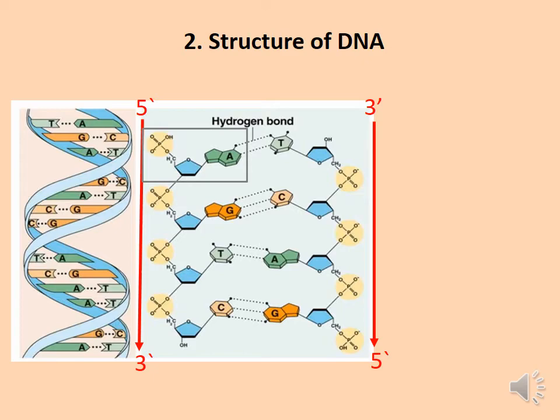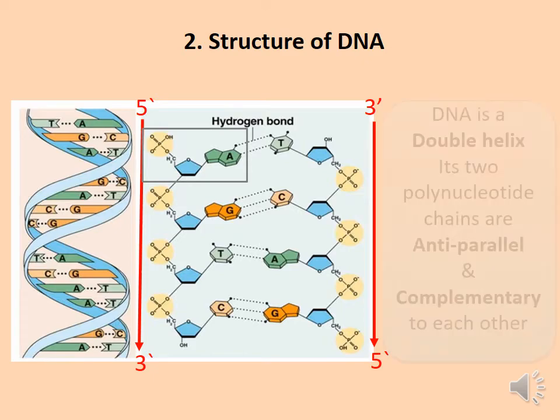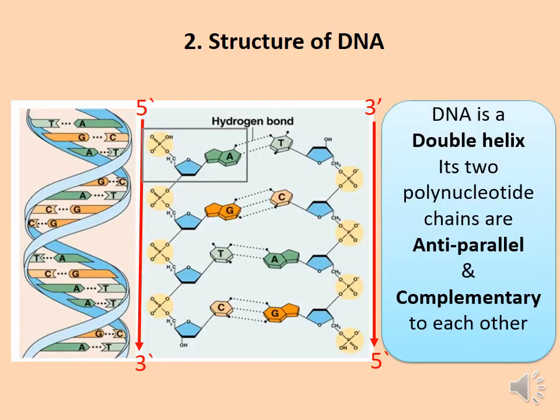How did they describe the DNA structure? They described the DNA structure as a double helix consisting of two polynucleotide chains which are antiparallel and complementary to each other. Do you know why this structure is called a double helix? Because it has two polynucleotide chains coiled around each other in a helical manner.